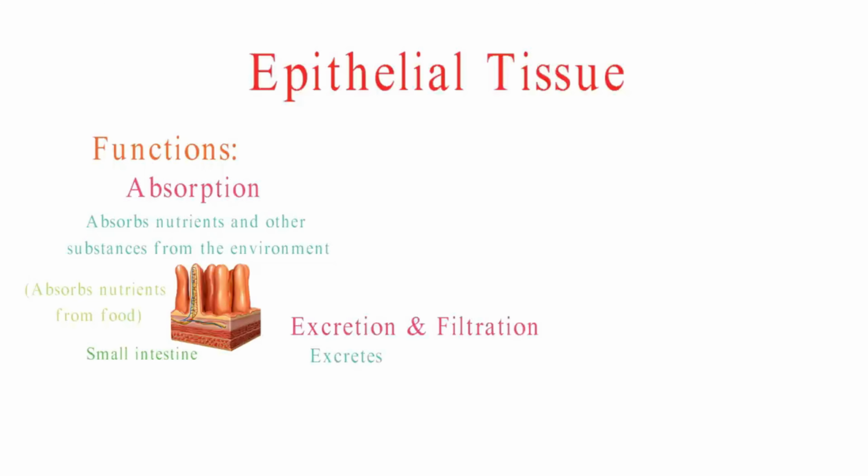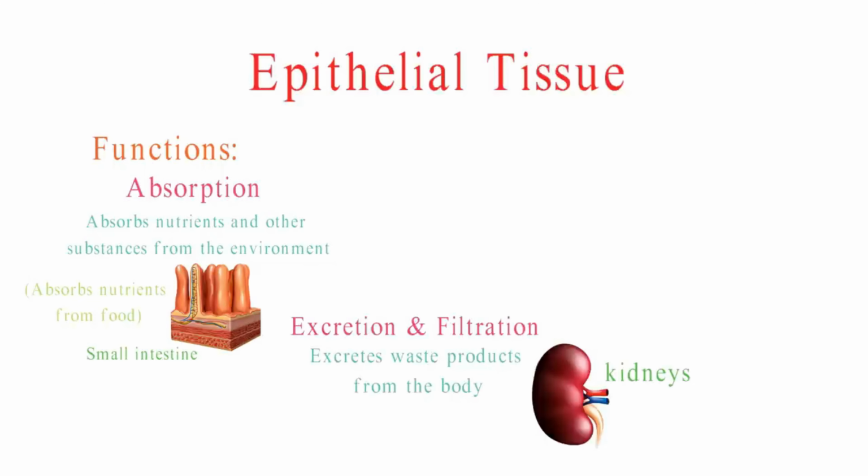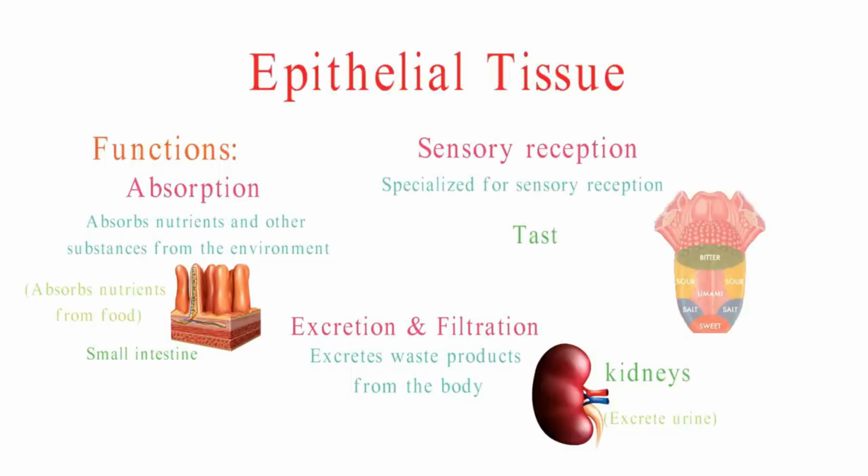Epithelial tissue excretes waste products from the body. For example, the kidneys excrete urine, which contains waste products from the blood. Some epithelial tissues are specialized for sensory reception. For example, the taste buds are made up of epithelial tissue and are responsible for the sense of taste.